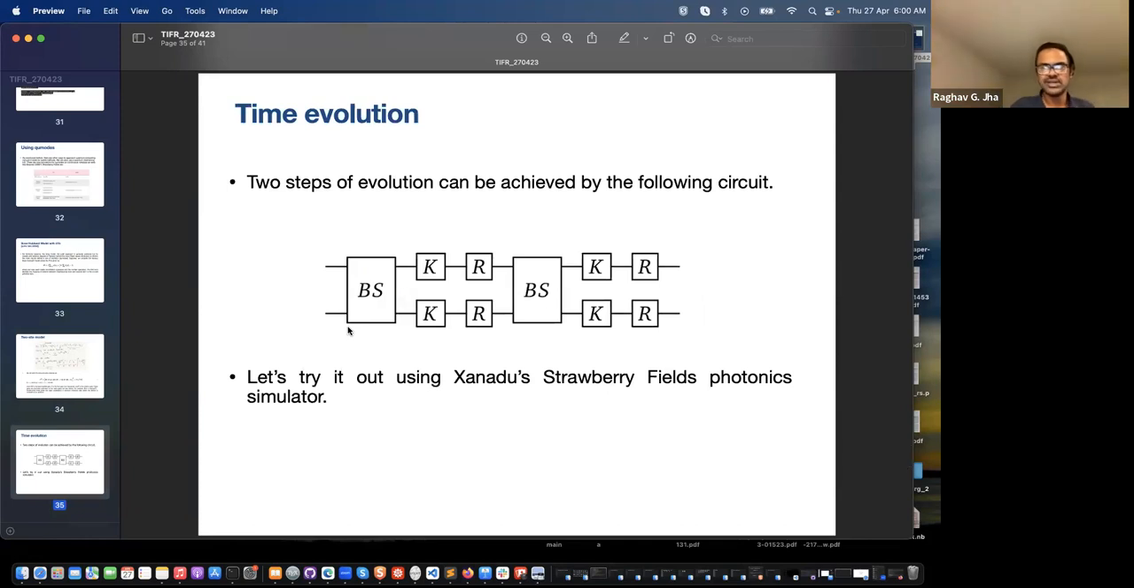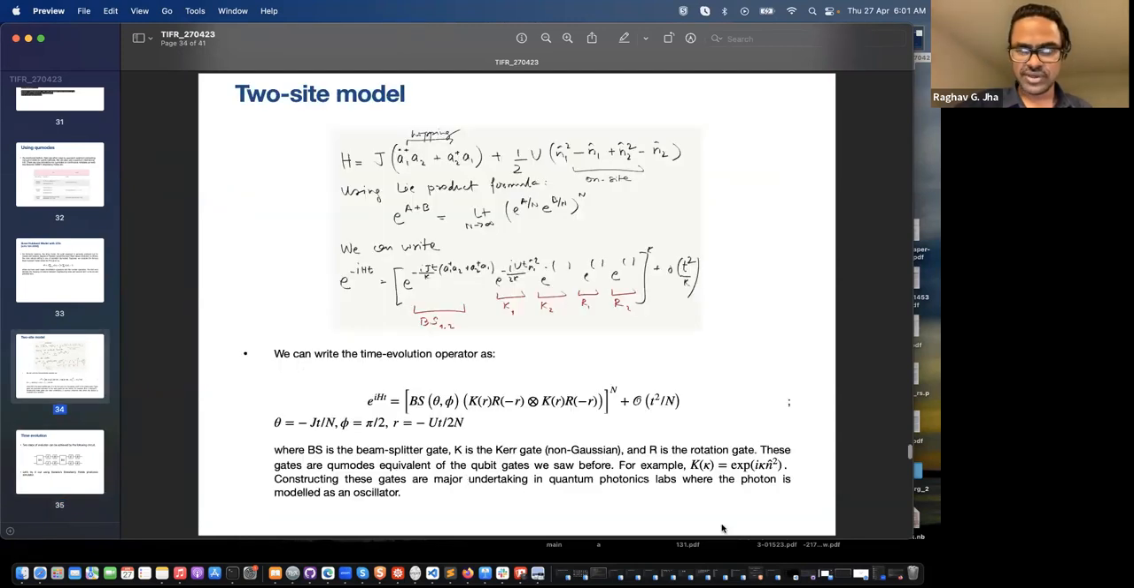So for example, if I want to do 2 steps of time evolution of the Bose-Hubbard model on 2 sites, this is what the time evolution circuit looks like. BS is the beam splitter gate, K is for the Kerr gates, and R is for the rotation gate. So for example, the Kerr gate is nothing but a unitary gate given by this expression, where K is some parameter. It's an exponential of iK n squared, and n is the number operator. And the beam splitter is just a basic gate, which is related to a and a dagger.